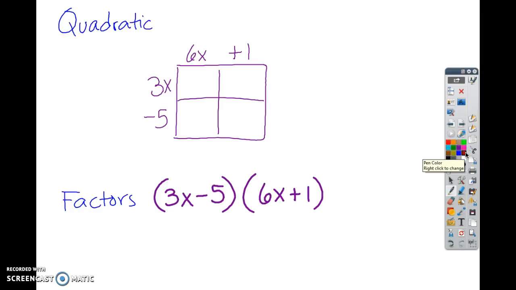So you can pause the video. You can work it out and see if we get the same thing. Or you can just continue working with me and then do the same thing with the other one. So 3x times 3x is 18x squared. 3x times 1 is a positive 3x. Negative 5 times 6x is a negative 30x. And negative 5 times 1 is negative 5.